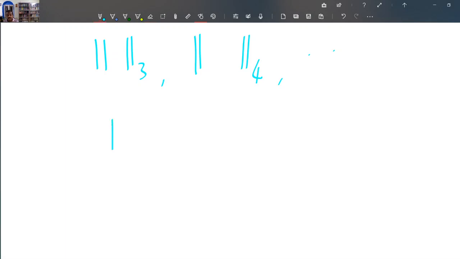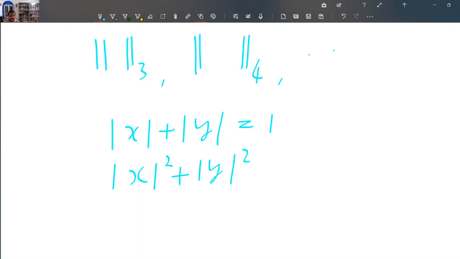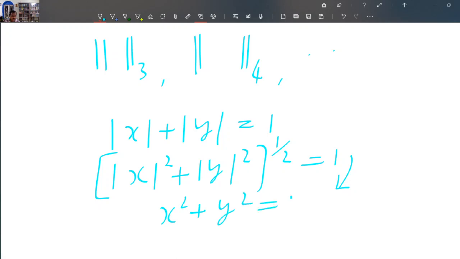First one: modulus of x plus modulus of y equal to 1. We are going to plot this one. In the second case, you are going to plot modulus of x squared plus modulus of y squared, the whole raised to 1 by 2, equal to 1. In order to plot this, it is enough to plot x squared plus y squared equal to 1.